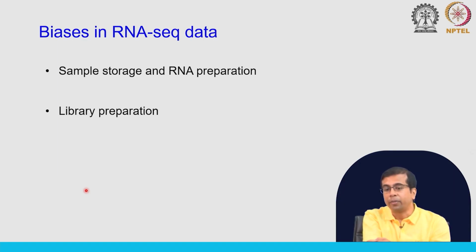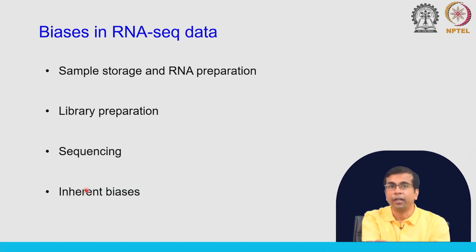Similarly, we have the library preparation step that can also introduce some biases in the data. You have the sequencing step, again depending on the sequencing platform, you have amplification in some platforms, etc. Those can affect the quality or maybe introduce some biases in the data, and of course, there are some inherent biases of RNA-seq experiments, which we will talk about at the end of this class. Let us now take each of these points and see how they actually introduce biases in the data.